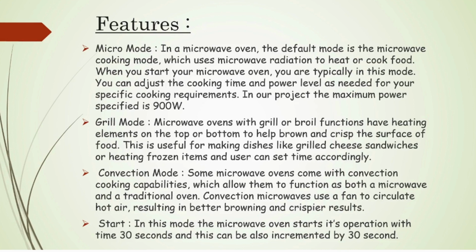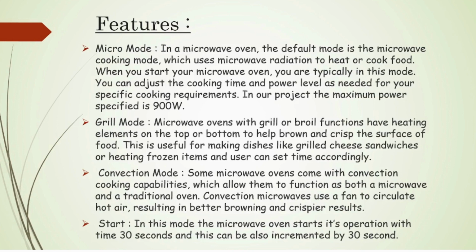Grill mode. Micro oven has a grill mode for broiler function, in which it only heats the top elements, the top and bottom surface. It helps in browning and crisping the food, for example a grilled cheese sandwich, or for heating frozen items, and time can be used accordingly.